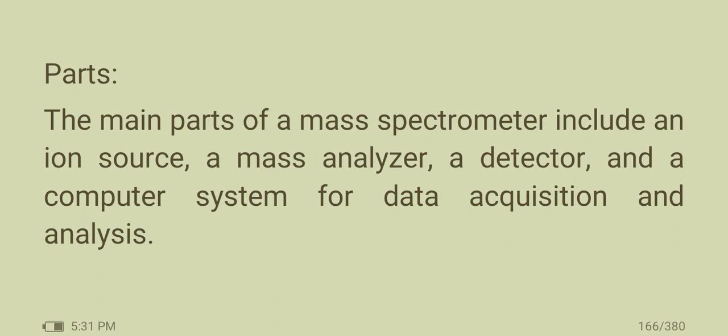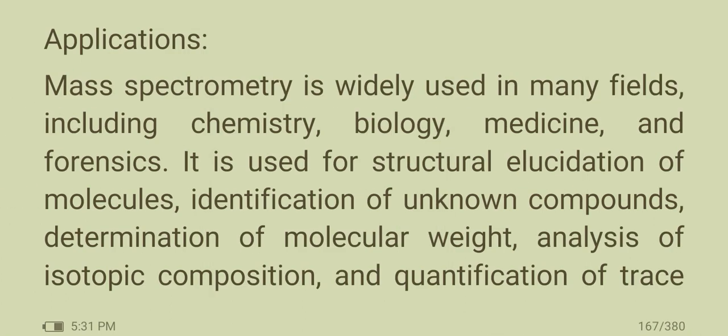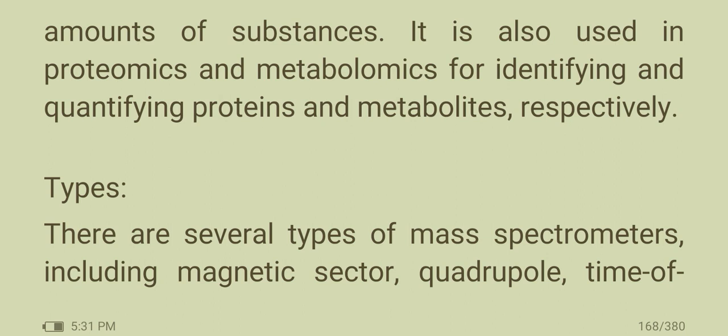The main parts of a mass spectrometer include the ion source, a mass analyzer, a detector, and a computer system for data acquisition and analysis. Mass spectrometry is widely used in many fields, including chemistry, biology, medicine, and forensics. It is used for structural elucidation of molecules, identification of unknown compounds, determination of molecular weight, analysis of isotopic composition, and detection of trace amounts of substances. It is also used in proteomics and metabolomics for identifying and quantifying proteins and metabolites.